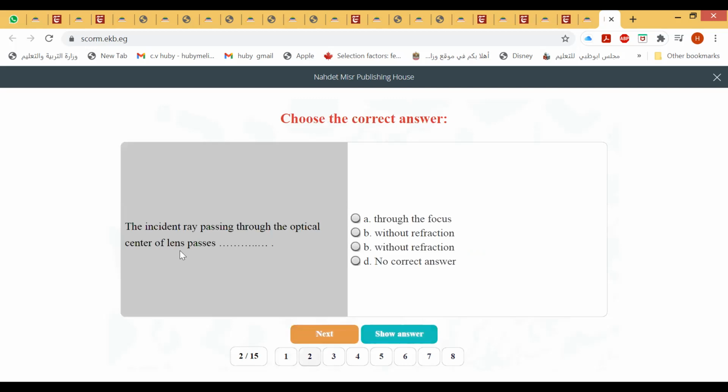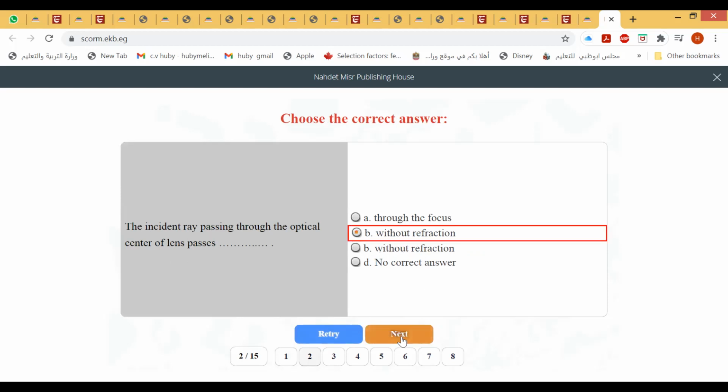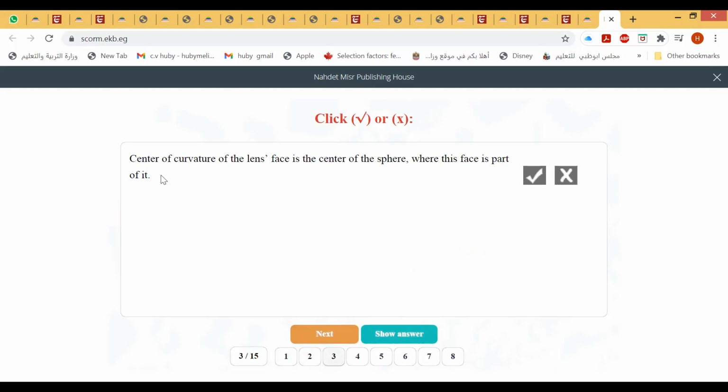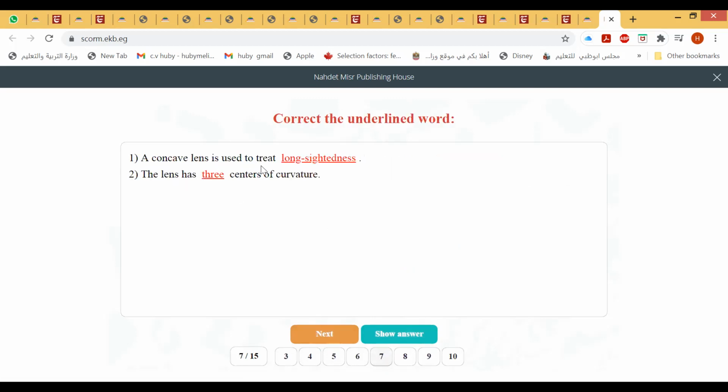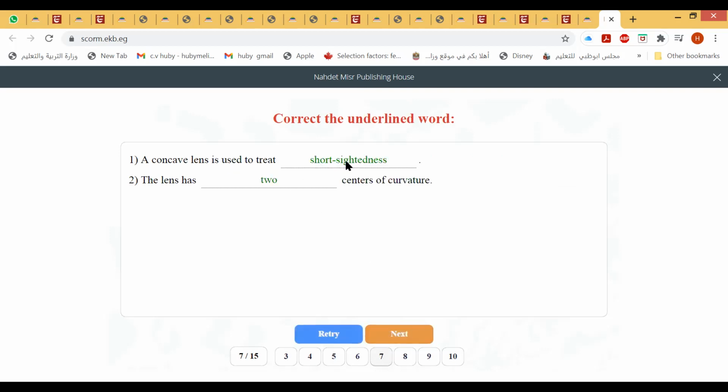The incident ray passing through the optical center of the lens passes through the focus without refraction. No, correct: passing through the optical center, it passes without refraction. Center of curvature of the lens is the center of the sphere of which this face is a part. Of course, right. A concave lens is used to treat what? Of course, short sightedness.